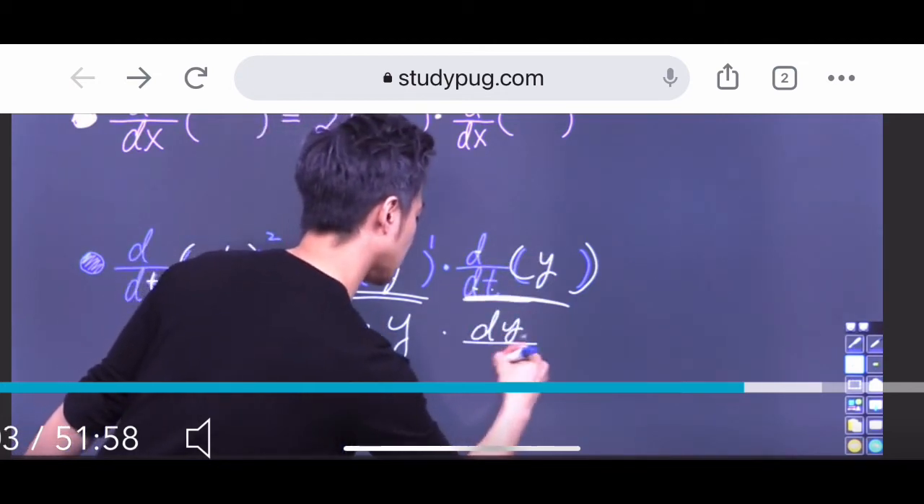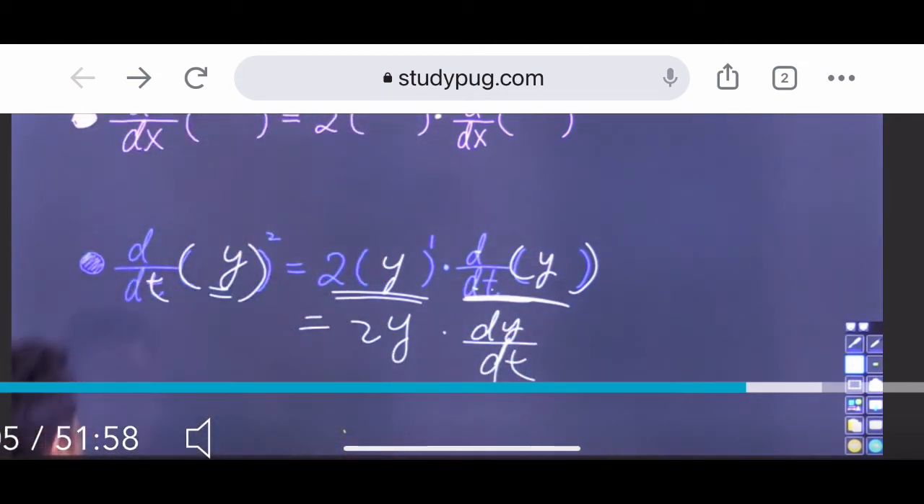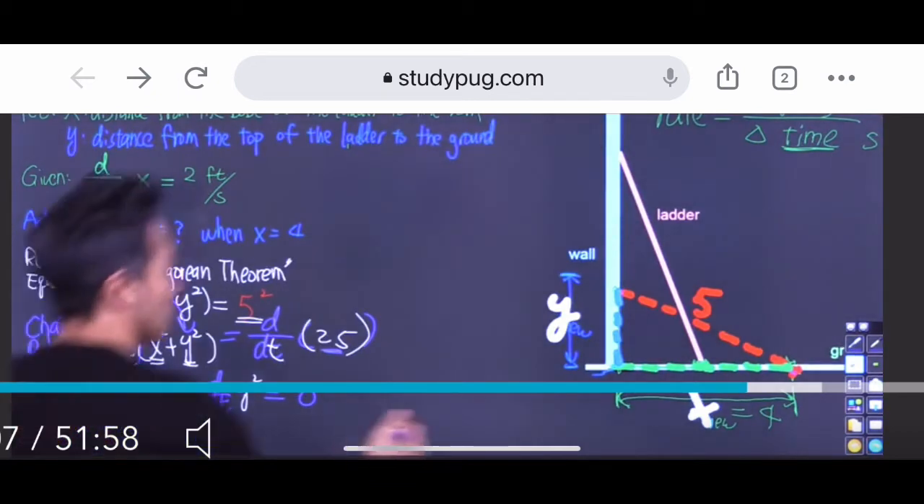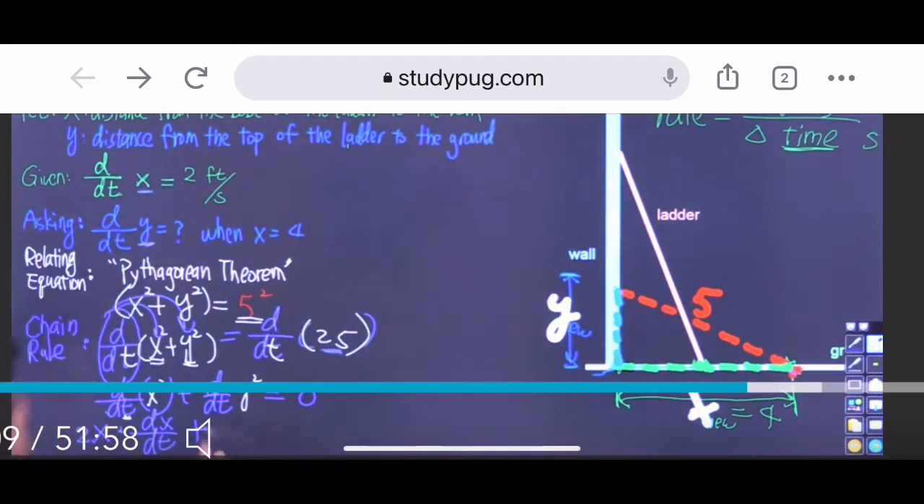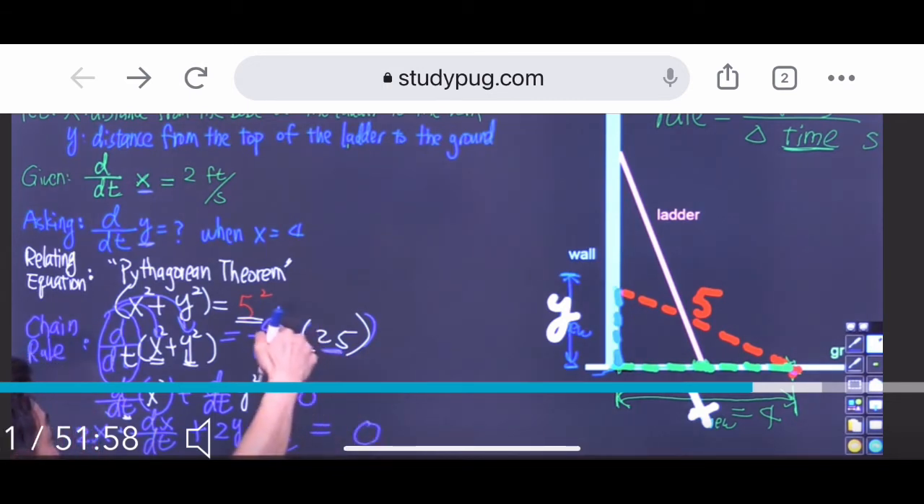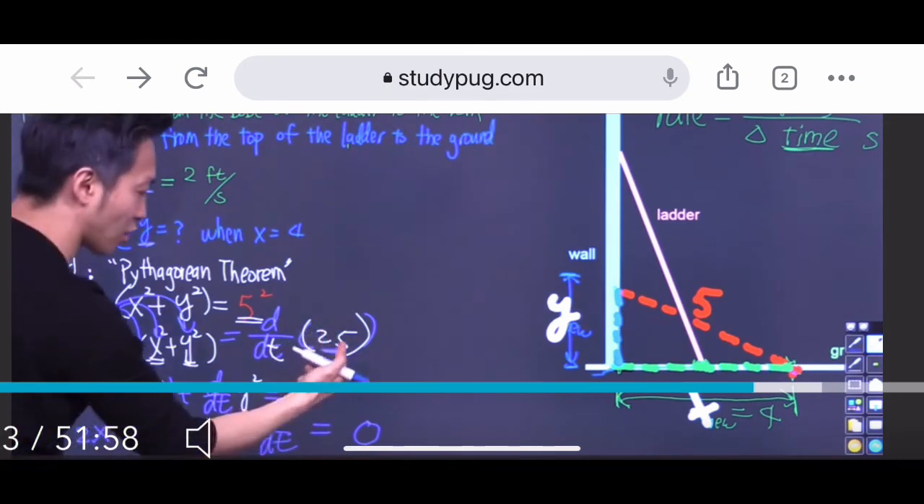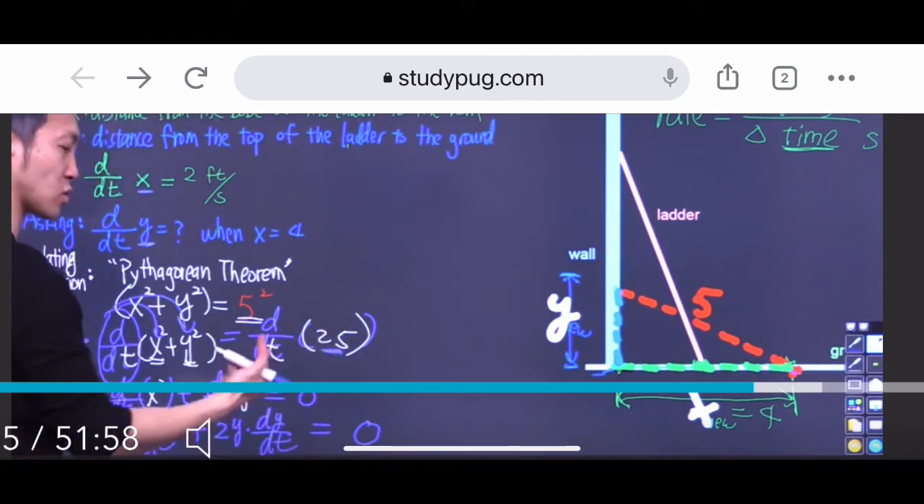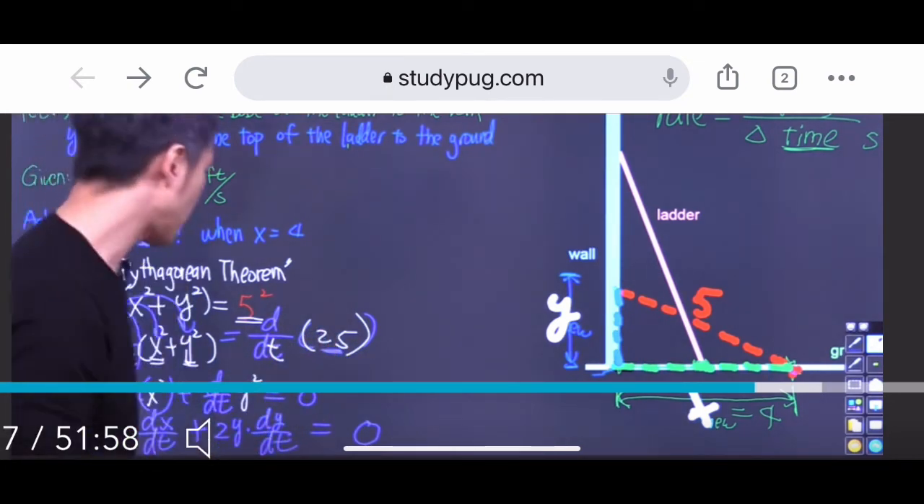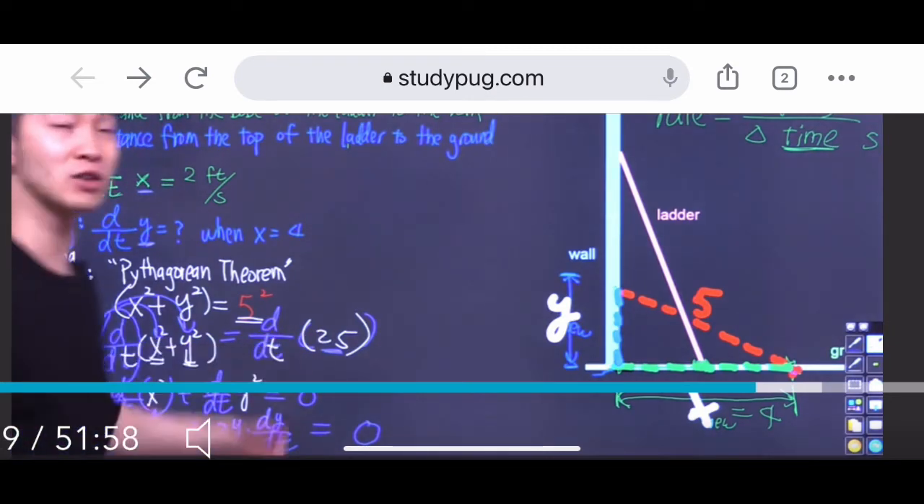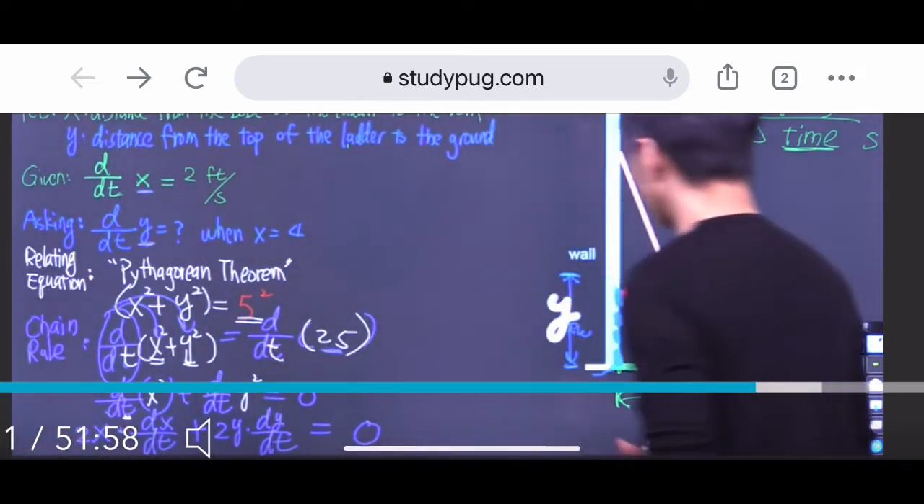dy dt. Okay? So right here, the derivative of y squared with respect to time is 2y times dy dt, which is then equal to the right side of the equation, which is just 0. That's coming from the fact that the derivative of any constant with respect to time is 0. Good.